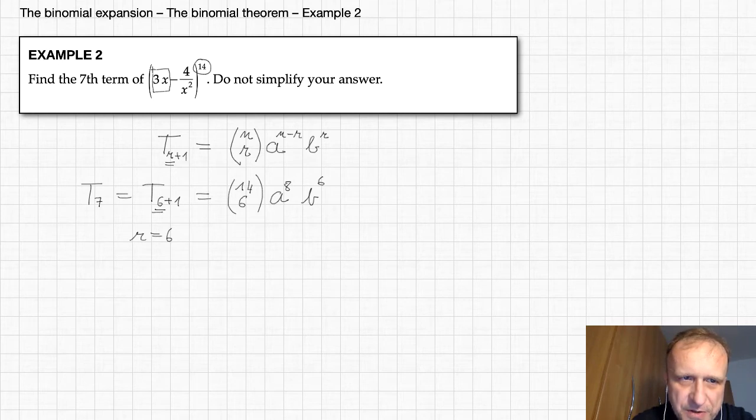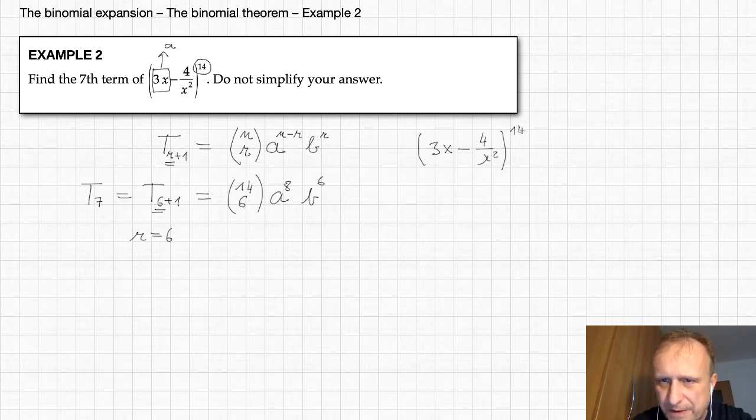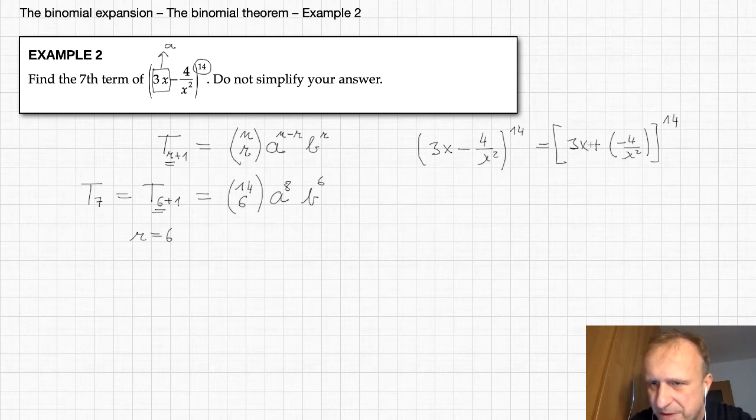But in this expression, 3x is a, and the entire minus 4 over x squared is going to be b, and I will explain that here. So this expression can be written as (3x minus 4 over x squared) to the power of 14 is actually (3x plus minus 4 over x squared) to the power of 14. And now it's clear that this should be a, and this with the minus sign should be b.